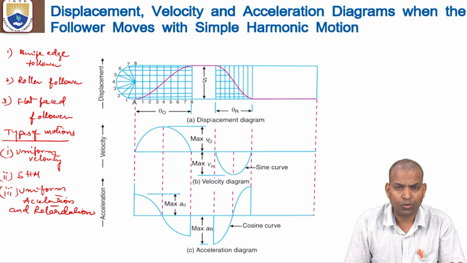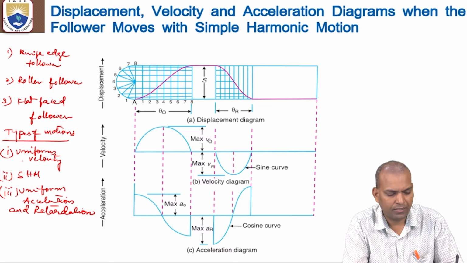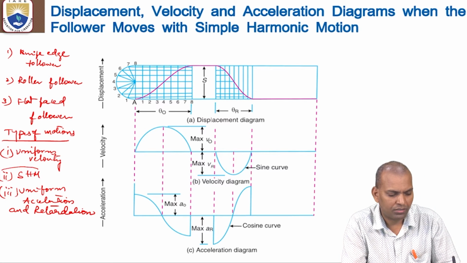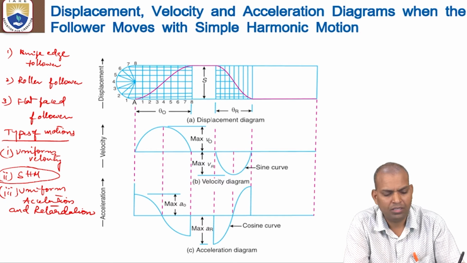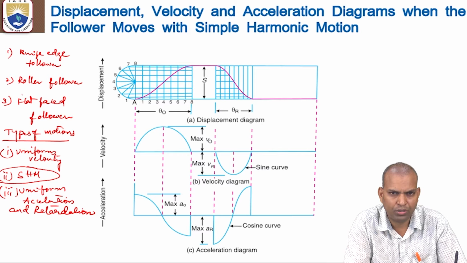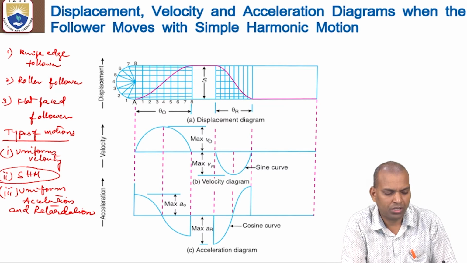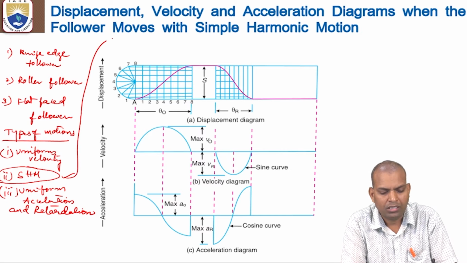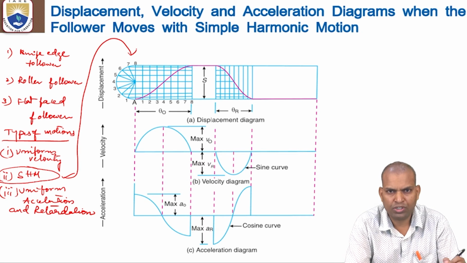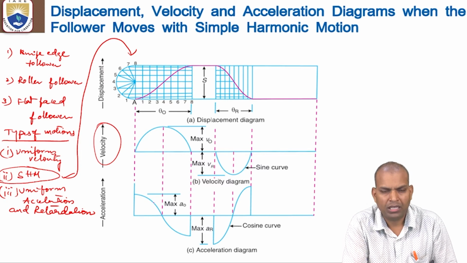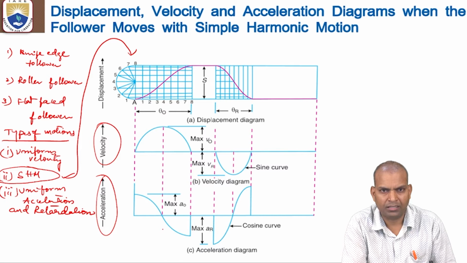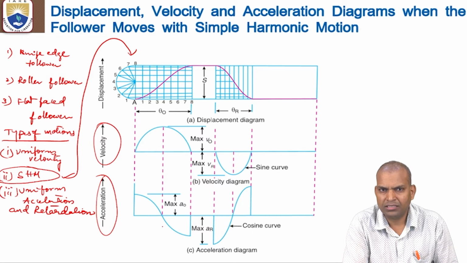Now we are going to study, whatever the type of follower may be, knife edge follower, roller follower, or flat faced follower, if it is operated with simple harmonic motion, how to draw the displacement diagram, the velocity diagram and the acceleration diagram by calculating the equations.